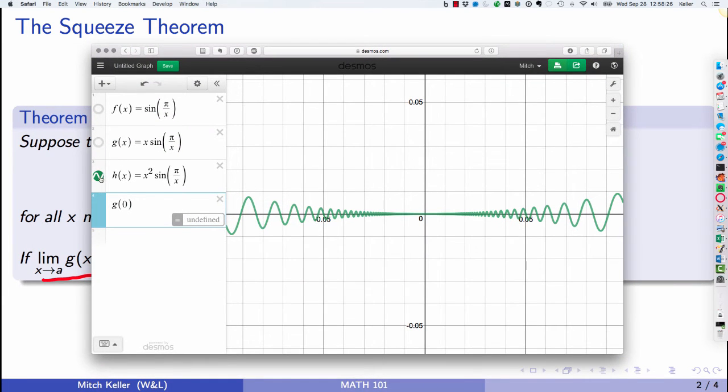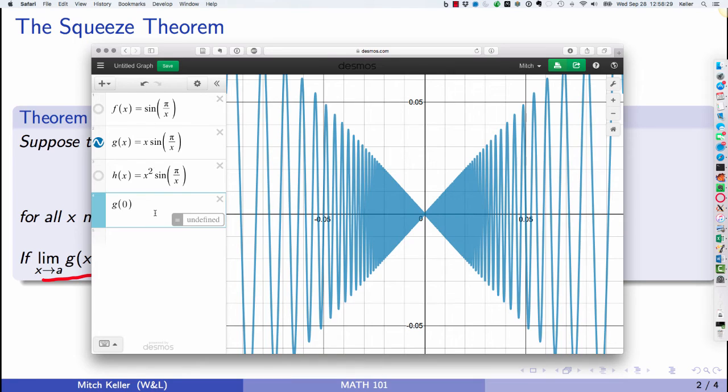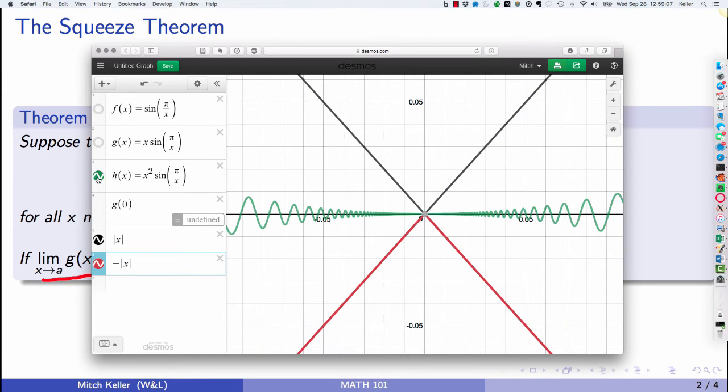Let's go back to these graphs. Let's take a look at g of x, which is x times sine of pi over x. Wow. This blue graph is always less than or equal to something that looks like that. Boy, that looks like absolute value of x. And always greater than or equal to, that looks like what happens if you flip absolute value of x upside down. Okay, let's go back. That is actually the trick to a limit there. I'm not going to go through the details because the algebra with the absolute value gets a little messy.